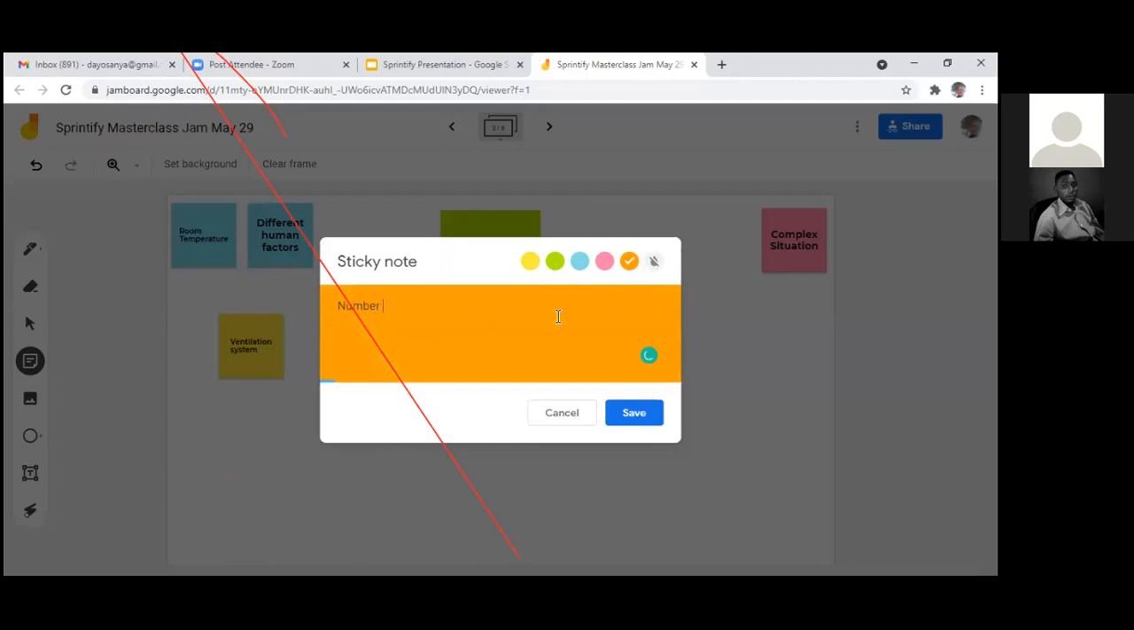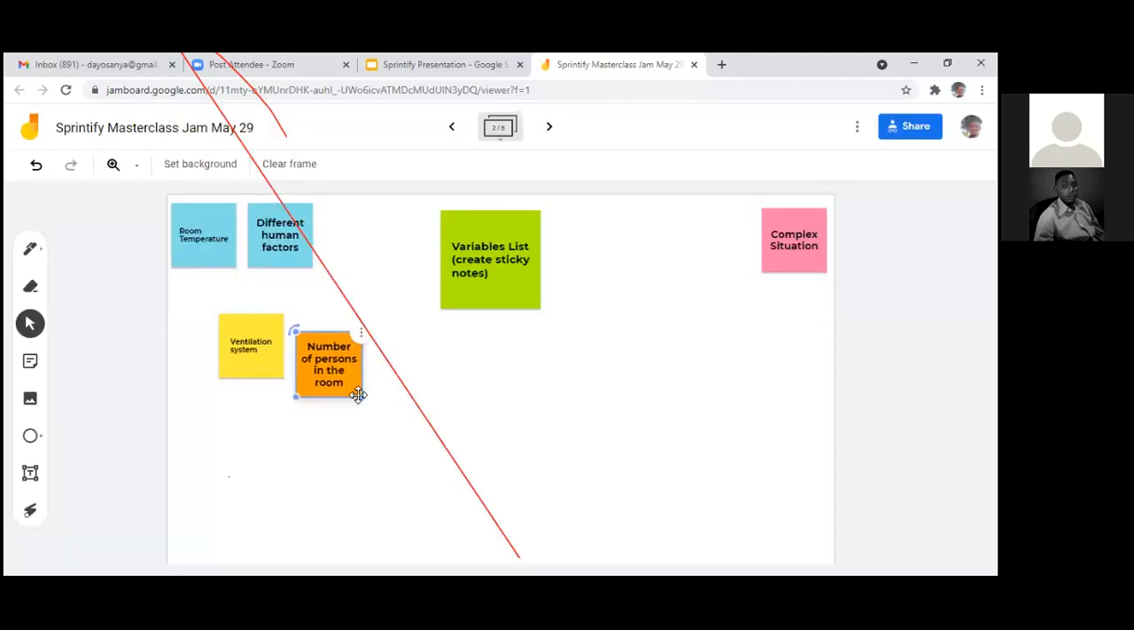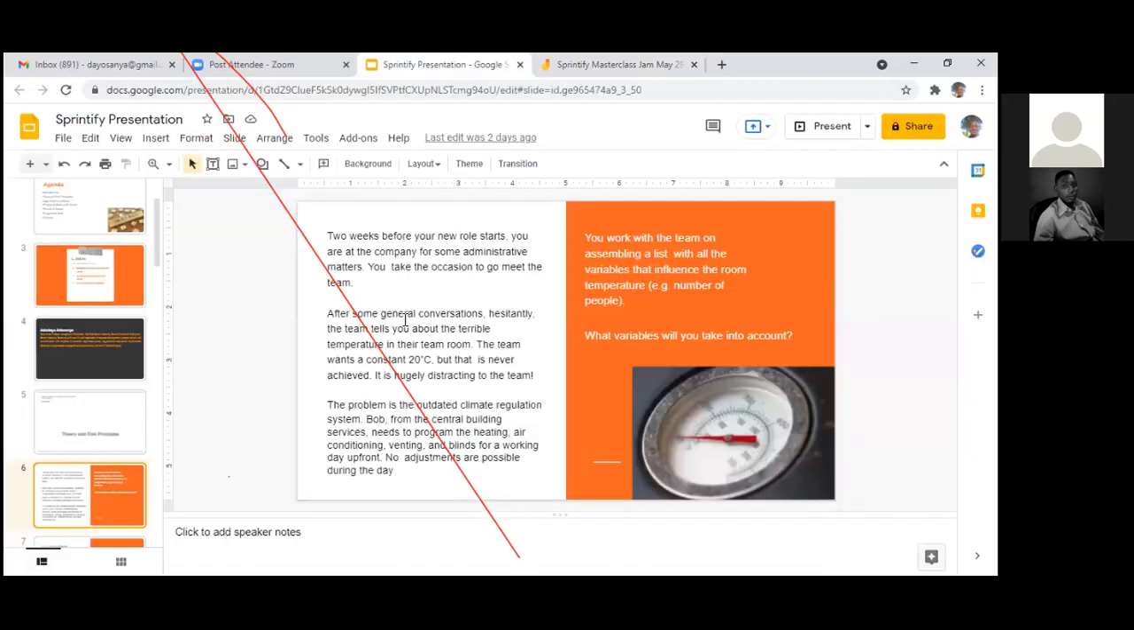Any other person? Any other person, please? Yeah, I can see someone say ventilation system. Direct sun, since there are no blinds, okay? All right. So I guess we are getting the whole picture.